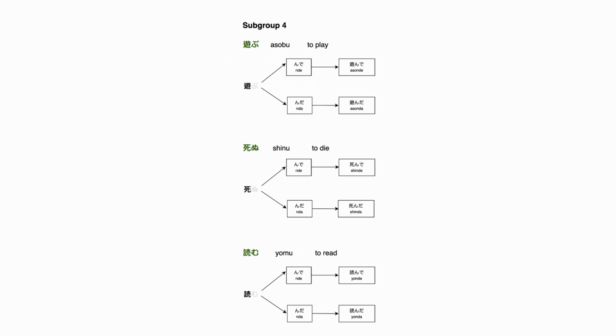For these verbs, you remove the ぶ, ぬ or む ending and add んで for the te form and んだ for the ta form. So, 遊ぶ becomes 遊んで for te form and 遊んだ for ta form. 死ぬ becomes 死んで for te form and 死んだ for ta form. 読む becomes 読んで for te form and 読んだ for ta form.